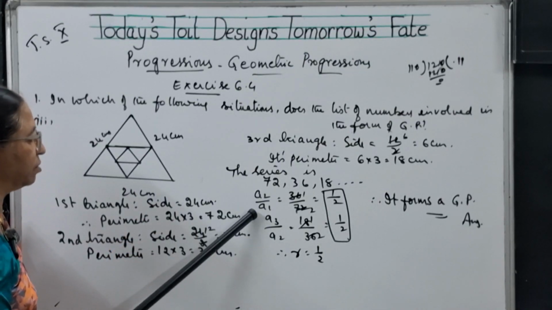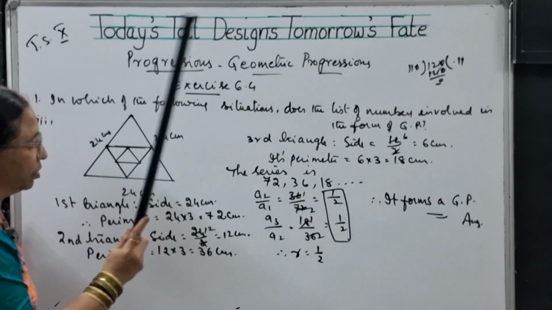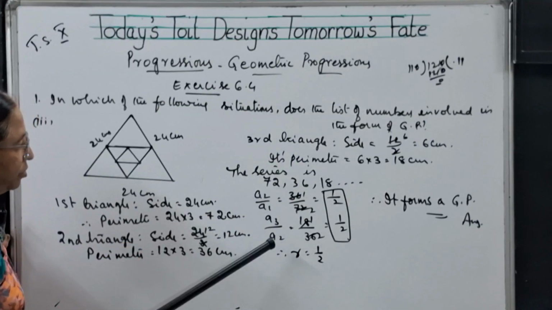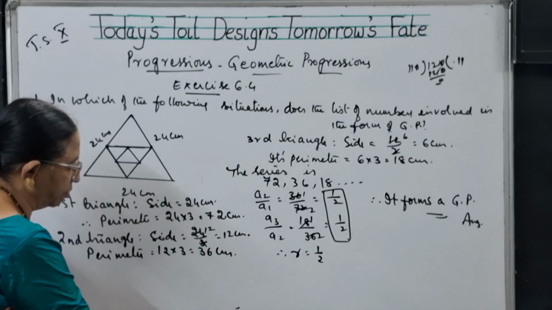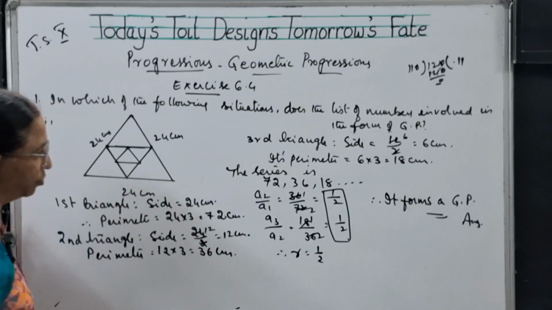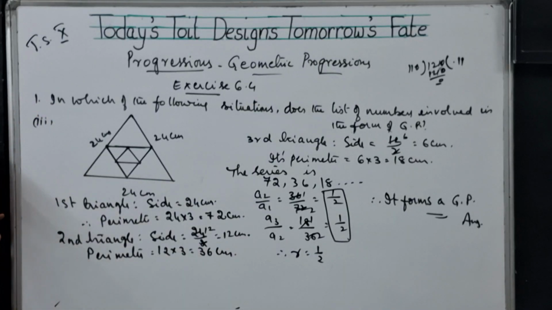A2 by A1, 36 by 72, I got 1 by 2, and A3 by A2, 18 by 36 also is 1 by 2. That means what? I have got common ratio 1 by 2. That means it forms a GP. Please note it down, children.